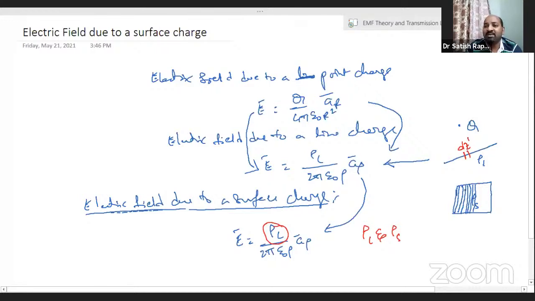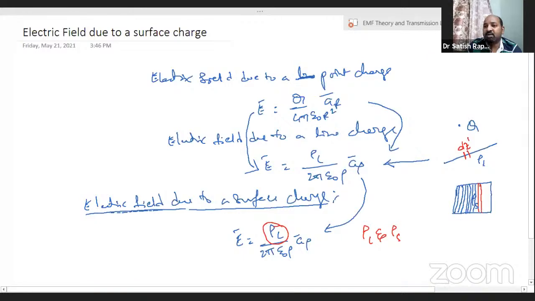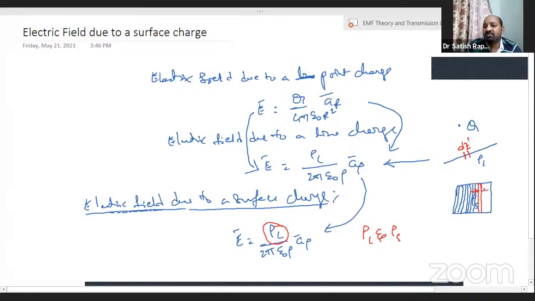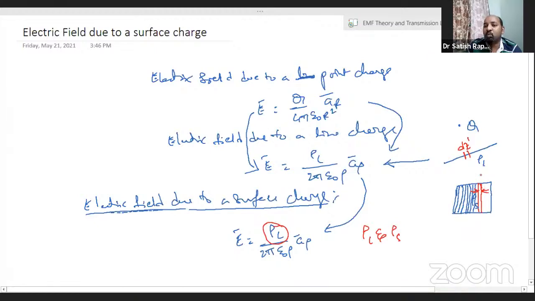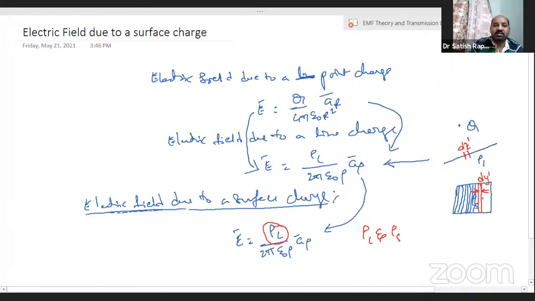Similarly, while deriving electric field due to surface charge, let us consider a differential width strip along the y-axis, which is located at a point y dash. I will discuss that in detail later. Just to find out the relationship between rho L and rho S, I am discussing this.